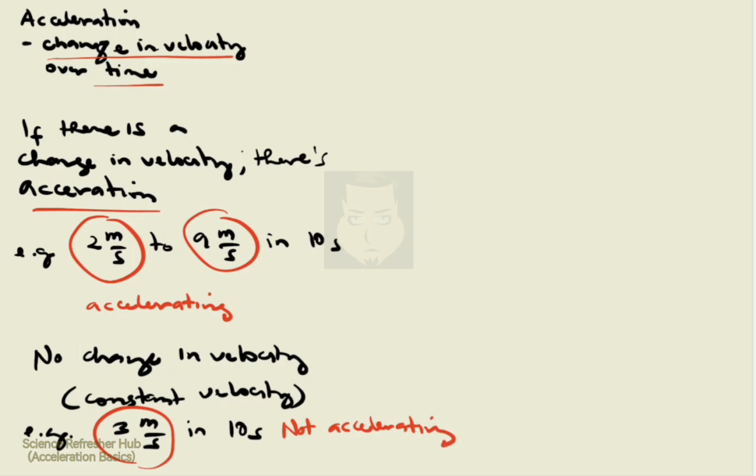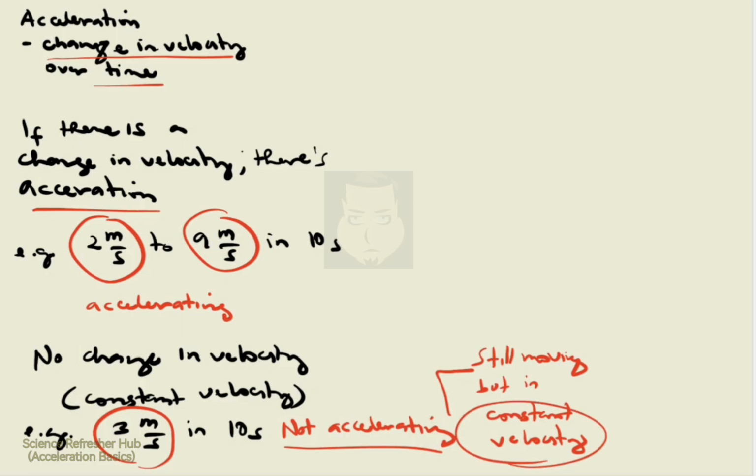Okay, please take note, when we say not accelerating, the object is still moving, but in constant velocity. Because a lot of students will think that if it's not accelerating, the object is not moving. But in reality, it moves in constant velocity. There's no acceleration because going back to the definition, acceleration is change in velocity.